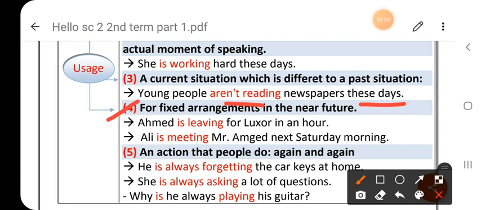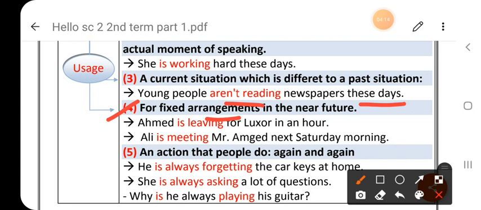Number 4, we took it, of course, in the first term: we can use the present continuous to express the future. How come? Again, we can use the present continuous to express the future. How come? If you're talking about arrangements, preparations. If you arrange for something to happen in the future, you will use the present continuous. Like example number 1.